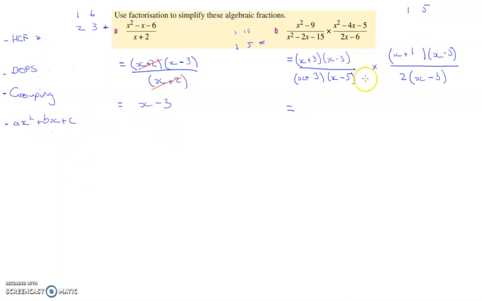With fractions, if there's a term on the top and it's the same term on the bottom, or expression on the top, they cancel out. So the x plus 3 and the x plus 3 cancel out. And look over here, there's an x minus 3 and an x minus 3 over here. And there's an x minus 5 and an x minus 5, which leaves me with an x plus 1 on the top and a 2 on the bottom.